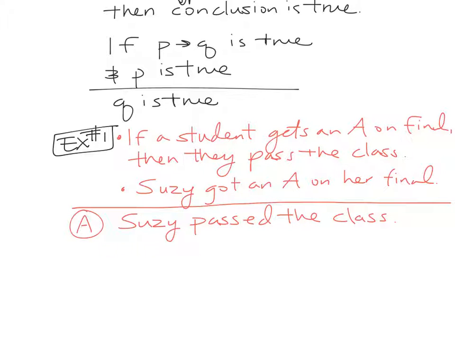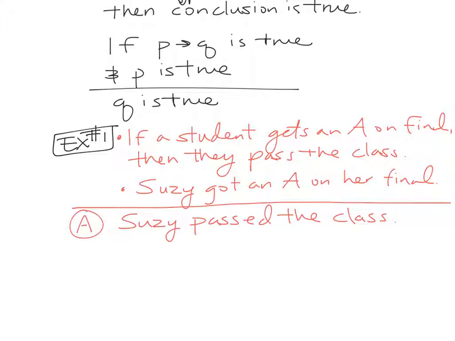But now think of it this way. What if I said, if a student gets an A on their final, then they pass the class, and I tell you, Susie passed world history. What do you conclude? She got an A. No, you can't, because she could have got a B and passed. She could have got a C and still passed the class. Your conclusion for that is it's not possible to make a conclusion.